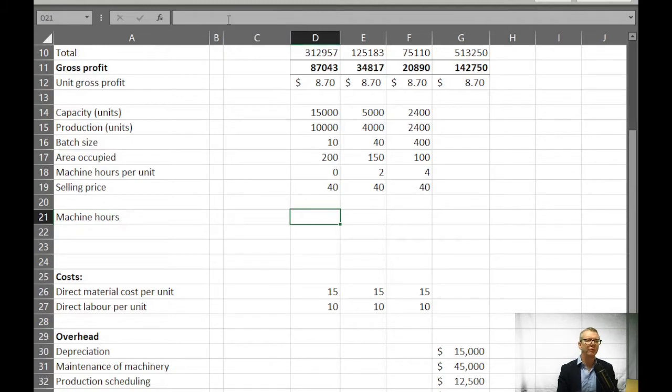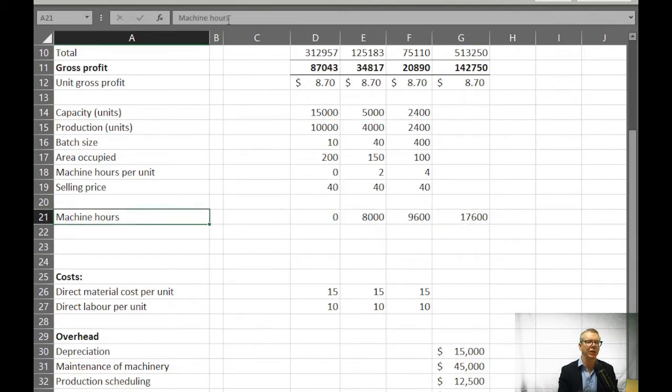So the number of machine hours is going to be the machine hours per unit multiplied by the number of units. And I can then copy those across. I probably want to get a total here as well, so I'll just put in the sum total. So I've got 17,600 machine hours.